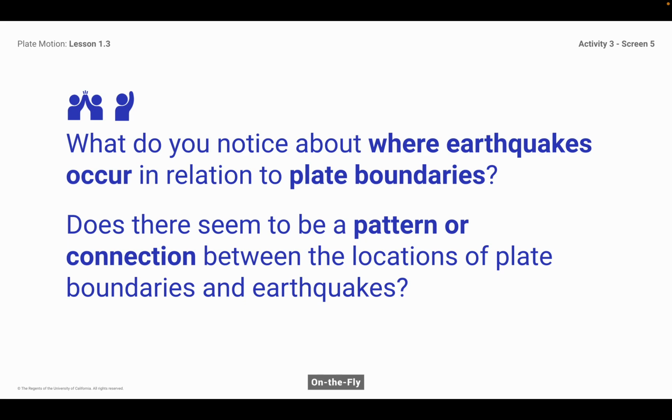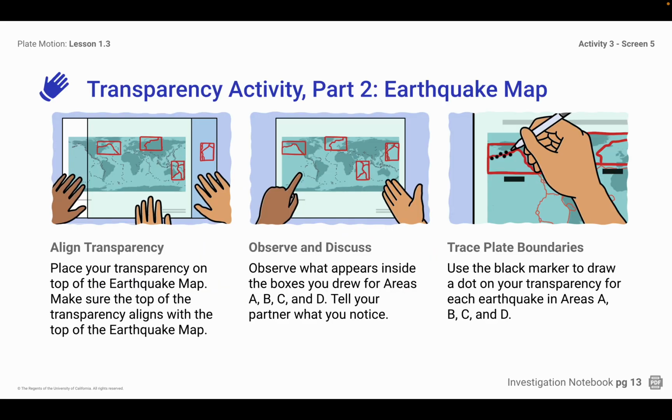So what do you notice about where the earthquakes occur in relation to plate boundaries? And does there seem to be a pattern or some kind of a connection between the location of the plate boundaries and the earthquakes? I'm not going to tell you the answer. I just want to see if you're observing it. And if you want to, go ahead and look outside the box.